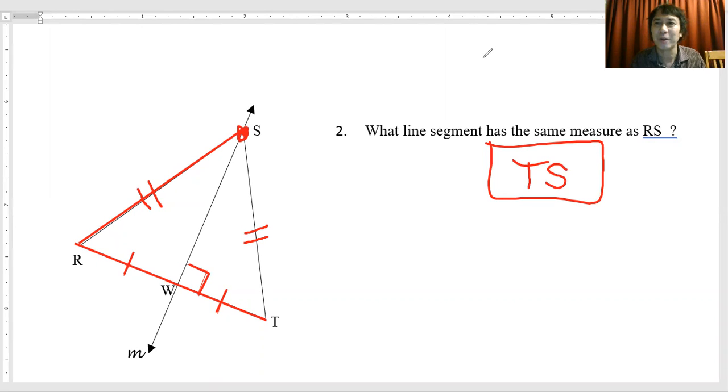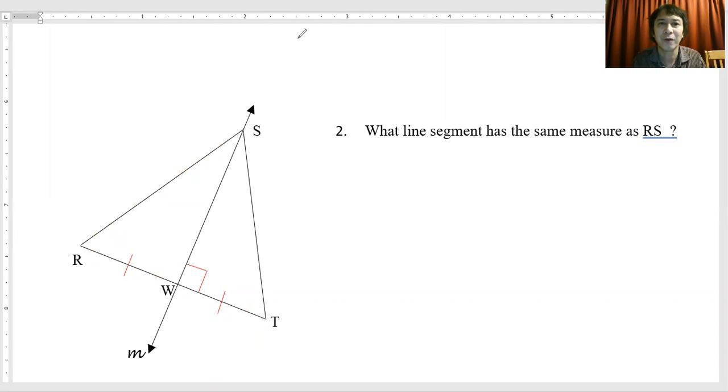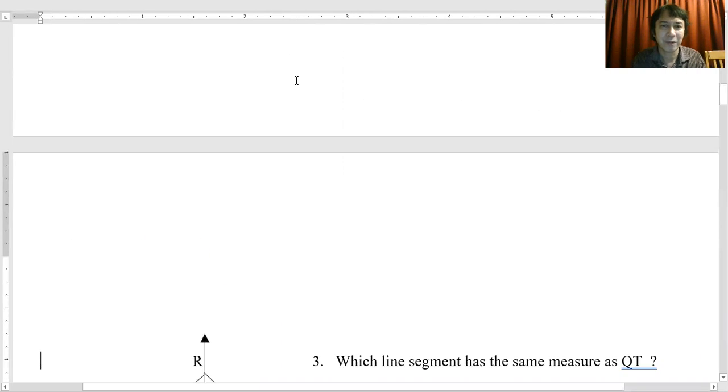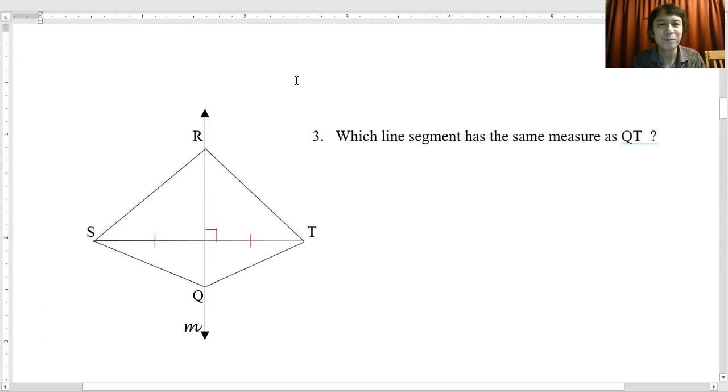Let me just clear it and scroll down. Here's the third. We have another figure, and observe the figure. We have the corners R, T, S, Q of the quadrilateral, and observe what type of quadrilateral this is. We haven't discussed quadrilaterals yet, but this is actually a kite. And we can see a line M dividing the figure into 2 equal parts.